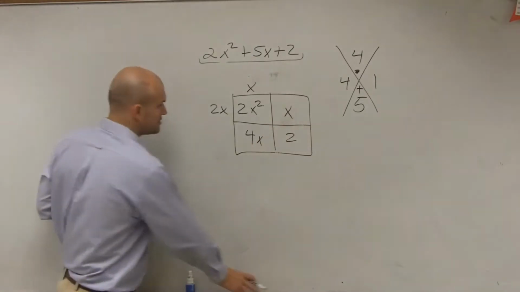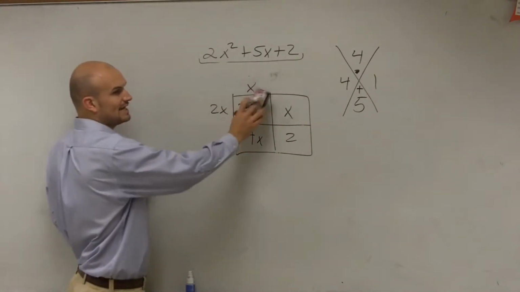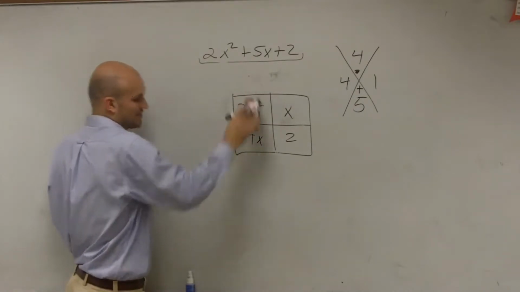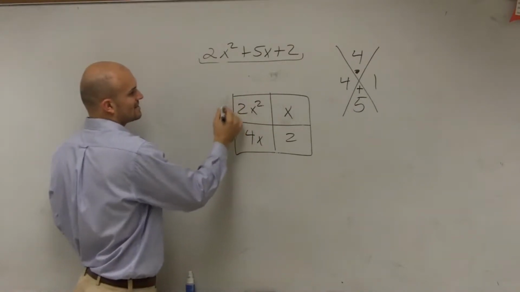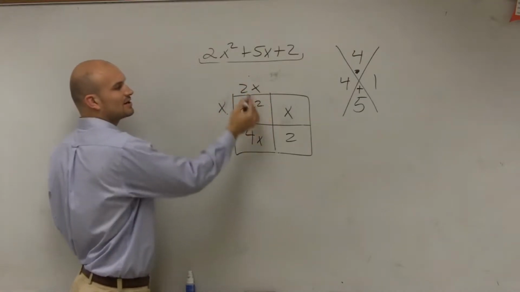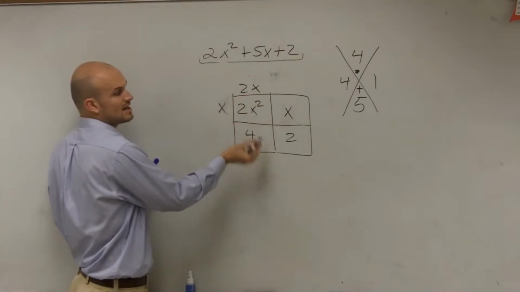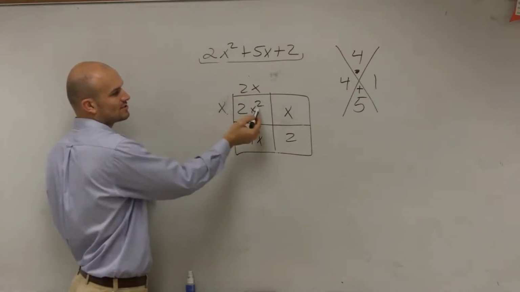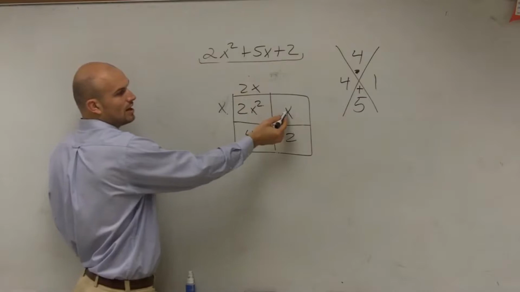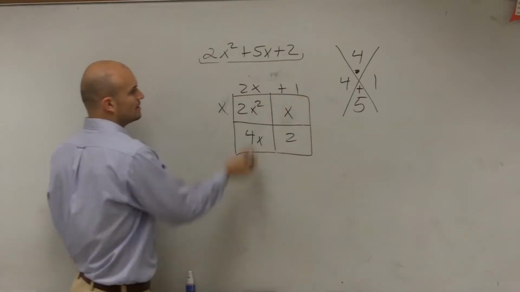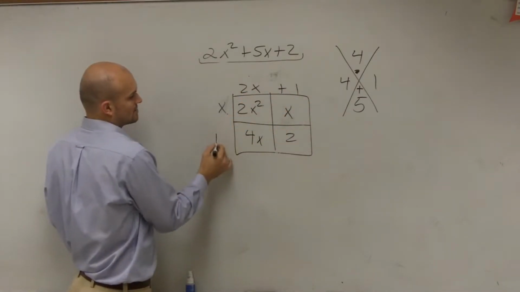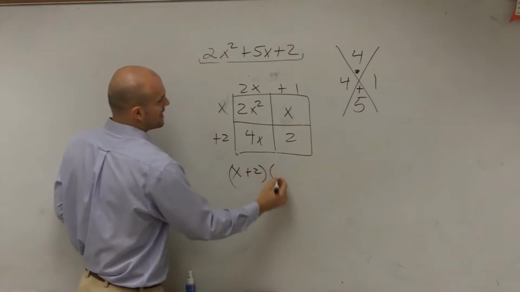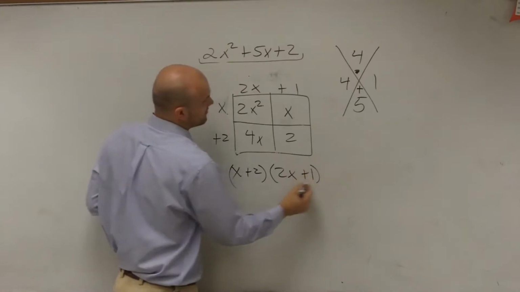So you're going to want to be careful of this. Make sure that each side length divides into each of your boxes. So therefore, you're going to want to write this as x and 2x. Does the 2x divide into both of these? Yes. Does x divide both of those? Yes. So 2x times x is 2x squared. x times what gives you x? Plus 1. 2x times what gives you 4x? Plus 2. So therefore, you have x plus 2 times 2x plus 1.